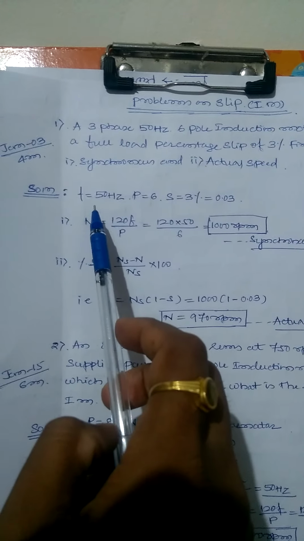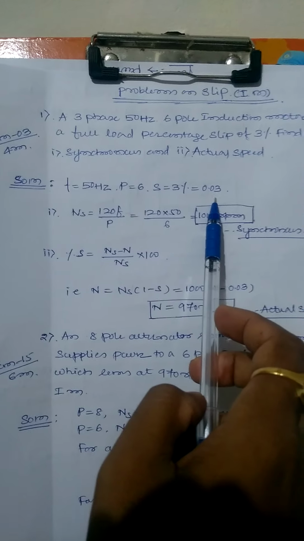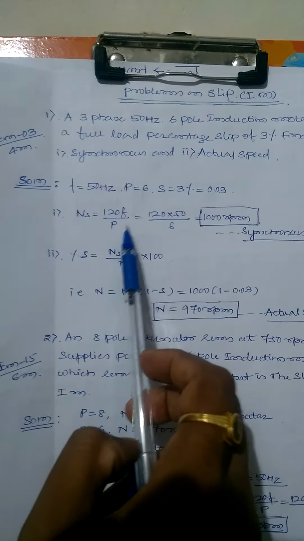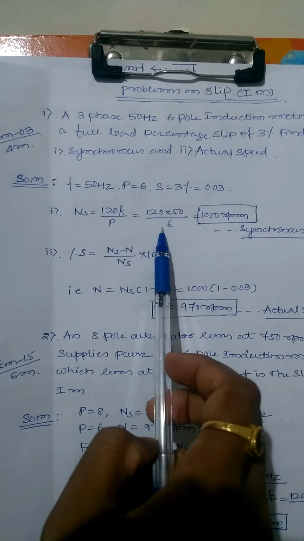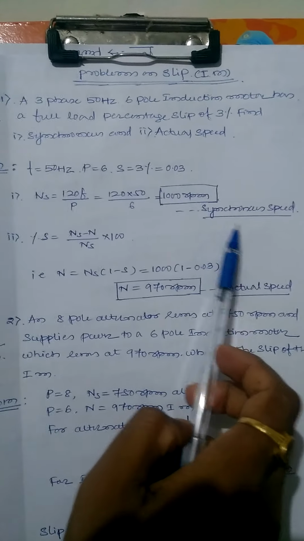First, write down the given data: the frequency is 50 Hz, poles is 6, slip is 3%, that is 0.03. First, you calculate synchronous speed, Ns. What is Ns? 120f by P. Just substitute the f value and P value, we get Ns. 120 into 50 by 6, that is 1000 rpm, that is synchronous speed.